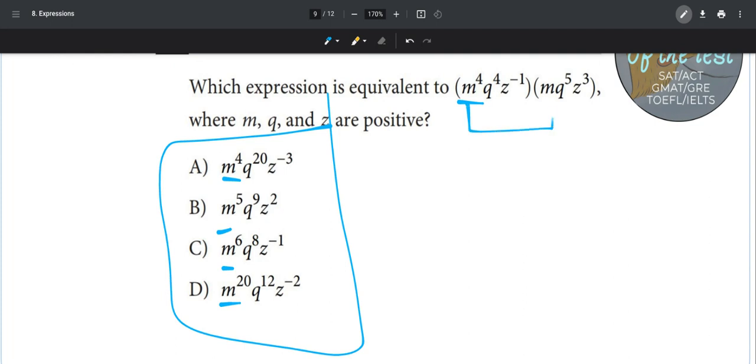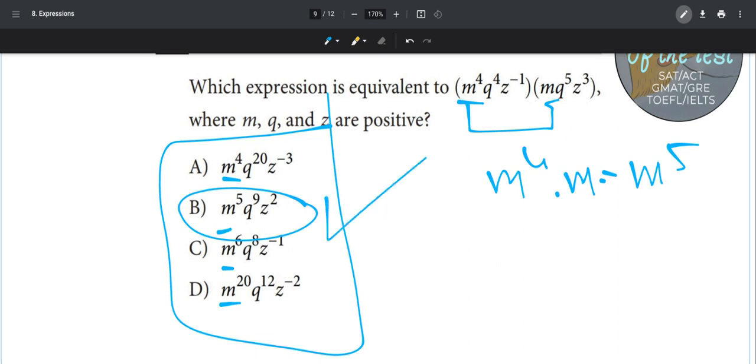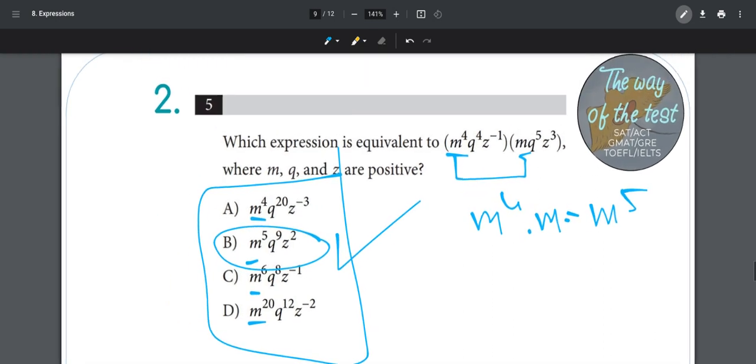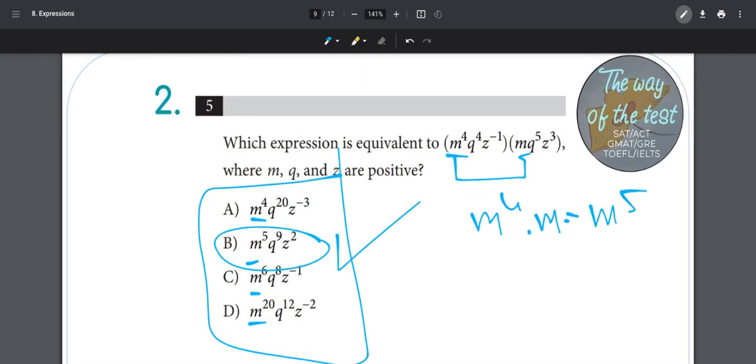So m to the 4 times m, which applying my law of exponents, I know that is m to the 5. Therefore, all I have to do is go to the alternatives, see which one has m to the 5. That's my answer. Letter B is my answer. Pause the video right now. Copy if you have to copy. I'm still going to solve it the other way.